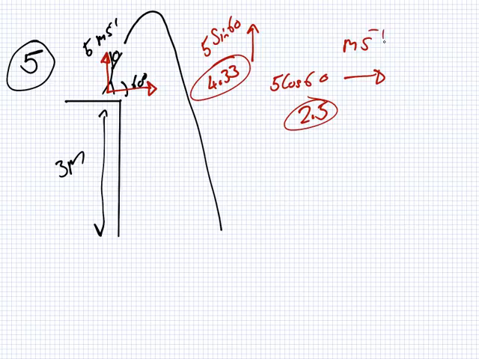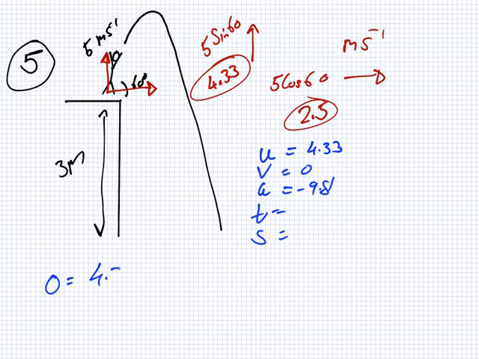And the first one I want was the maximum height, was it? Yeah. So maximum height. So that's the vertical. U, V, A, T, S. U is 4.33. V is 0. A is minus 9.81. T we don't know, S we want. So we'll go with V squared equals U squared plus 2AS. Very usual again. What did you get? 1.12 meters.